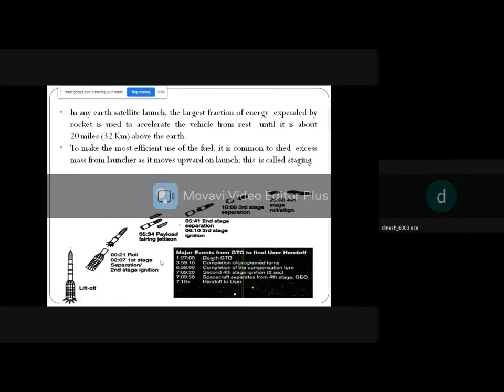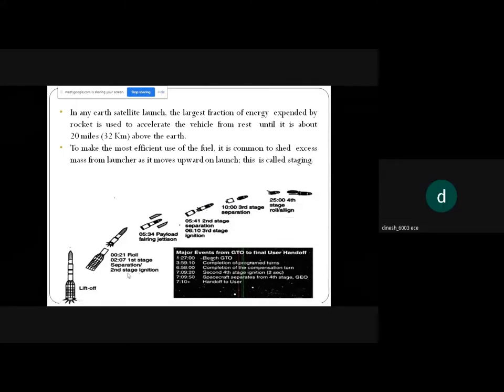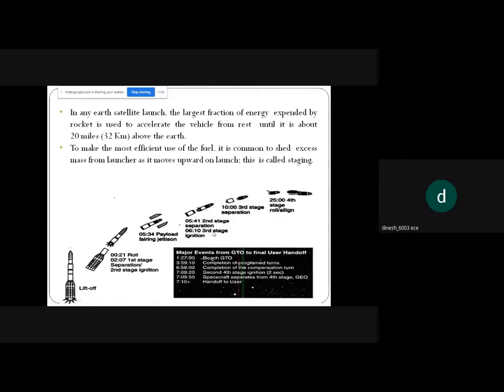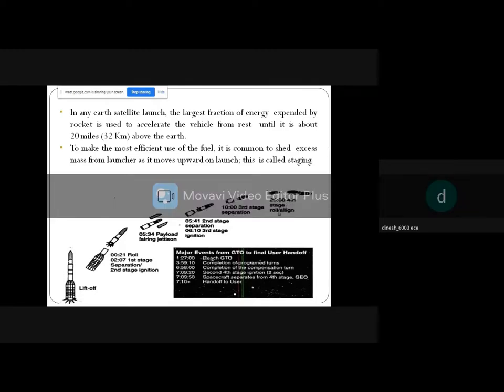So at around 2 minutes 07 seconds, first stage separation occurs, meaning that second stage ignition starts. From there it moves on, and at 5.34, payload fairing jettison occurs. Then at 5.41, second stage separation or the third stage ignition starts. Then at 10 minutes, third stage separation starts. At 25 minutes, fourth stage roll or alignment starts.